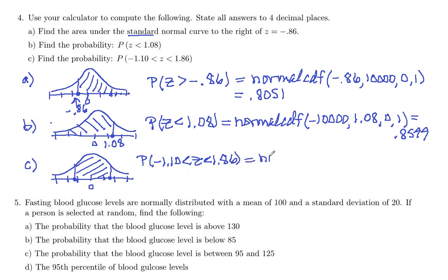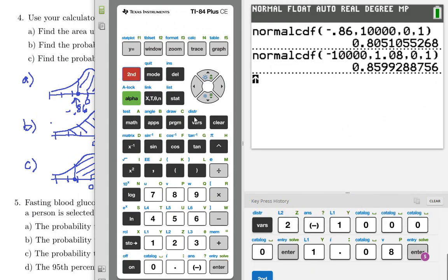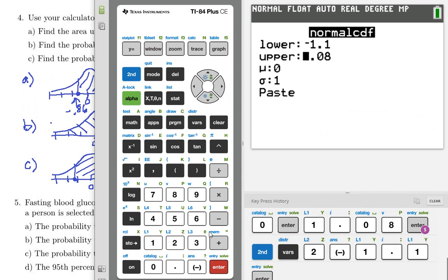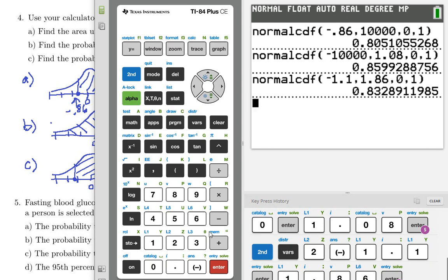So that's going to be normal CDF. Lower cutoff negative 1.1, upper cutoff 1.86, and 0, 1. Compute that. Second variables, number 2, negative 1.1, 1.86, paste it: 0.8329.